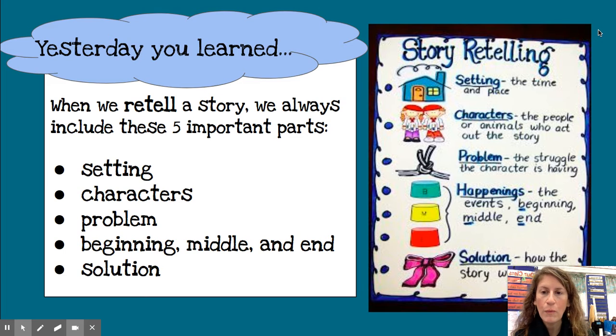Okay, so the last time we met, we talked about the 5 important parts that you need to include when you retell a story. So you always want to remember to include the setting, the characters, the problem in the story, the actions in the story, which include the beginning, middle, and end, and then the solution to the problem.